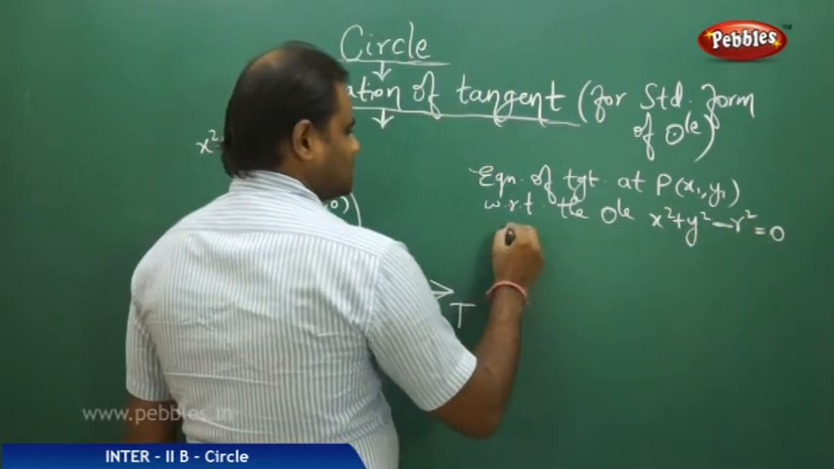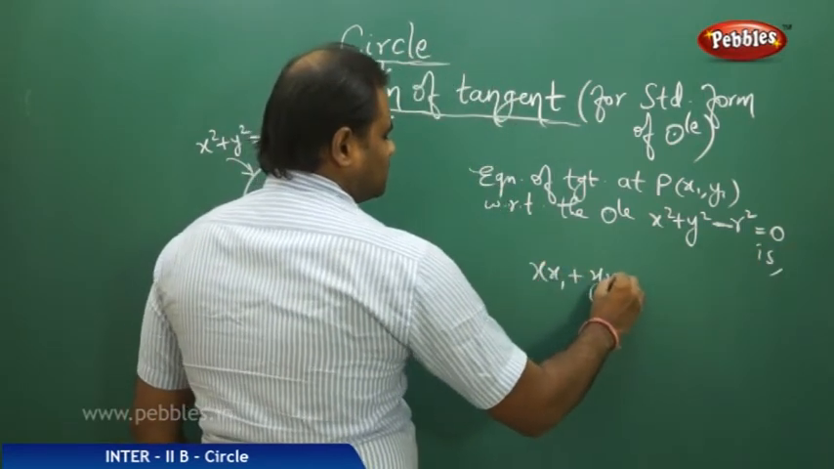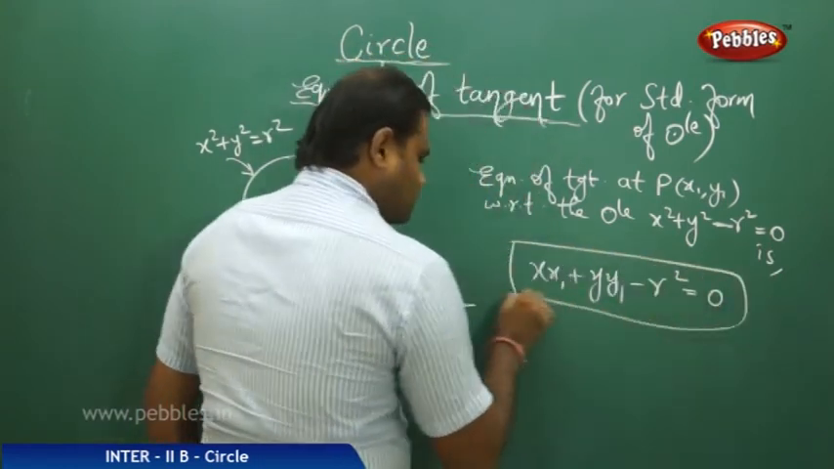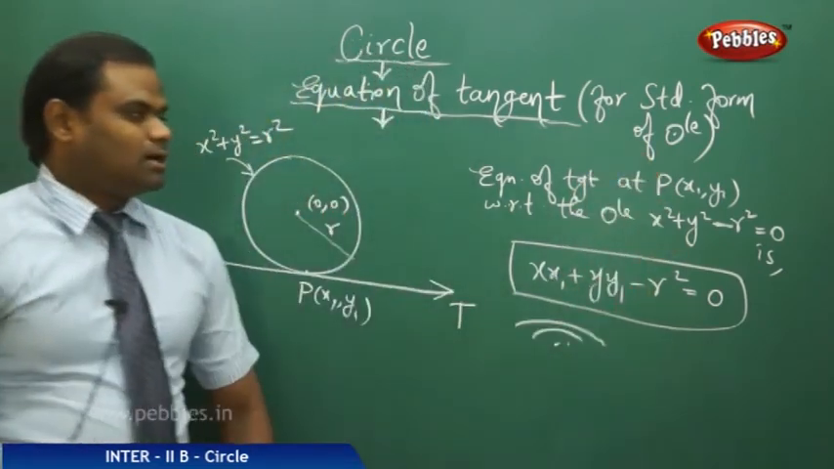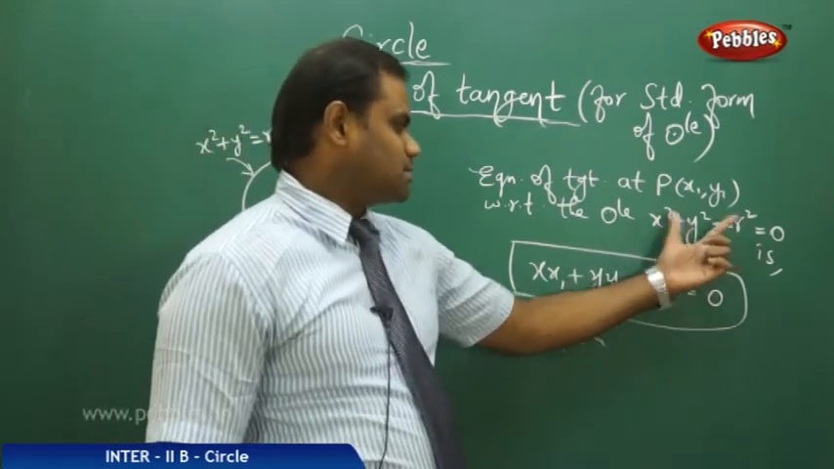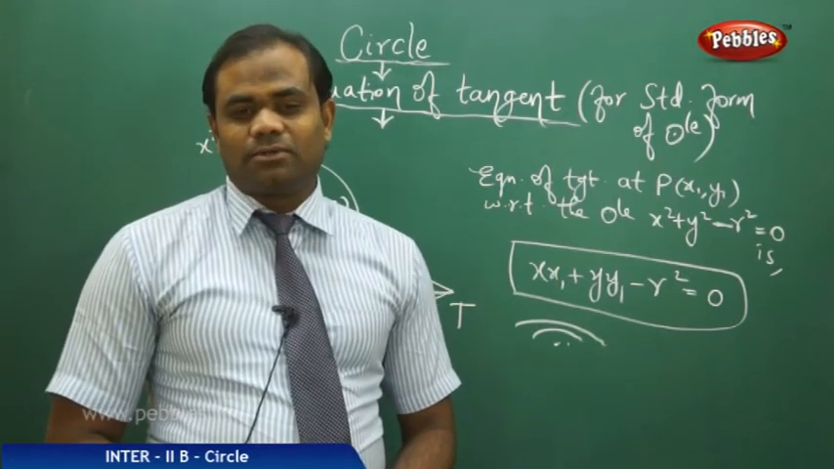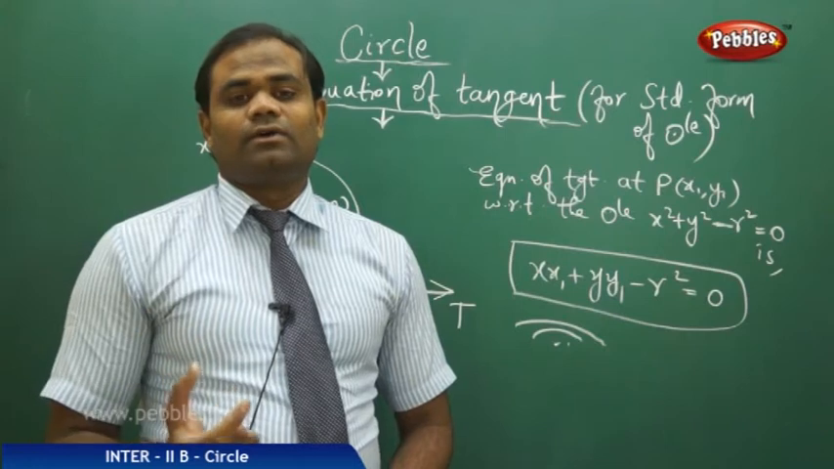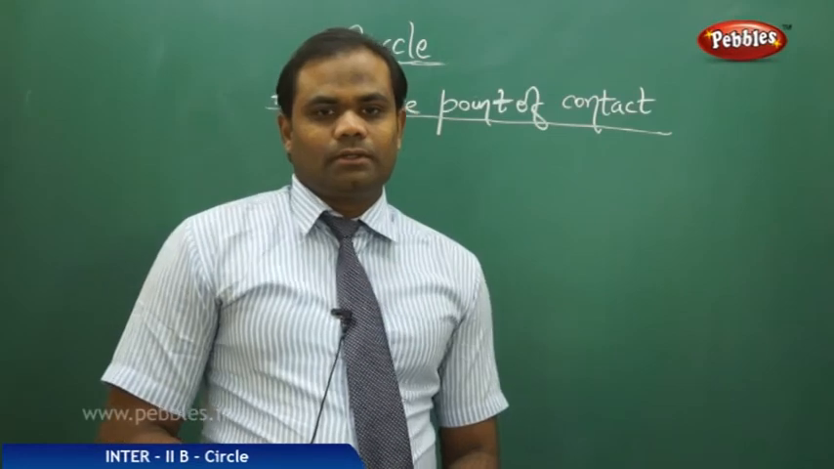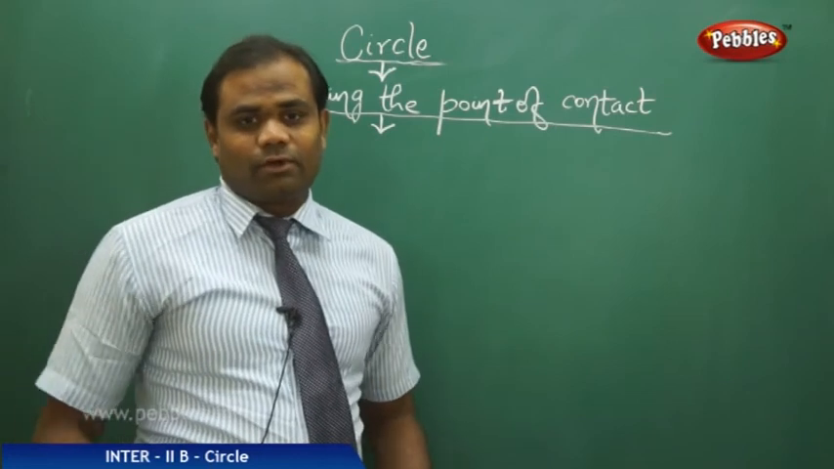xx1 plus yy1 minus r square equals 0, is how we have. Now this is again derived from S1, because if I assume this to be S, it's again the S1 which we have identified. So S1 equal to 0 is the base of understanding the equation of tangent for the circle S equal to 0.